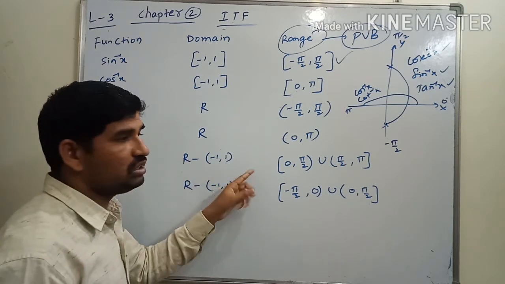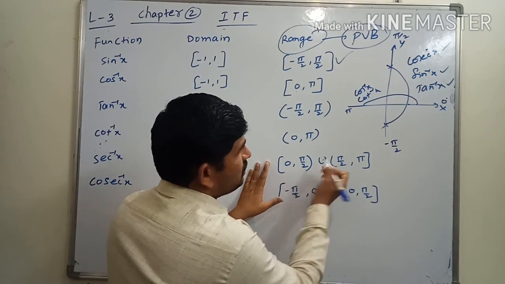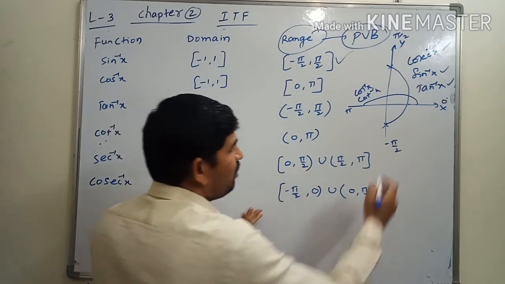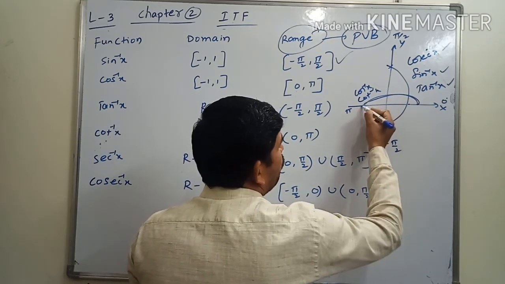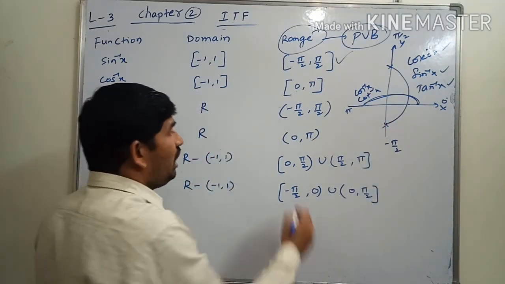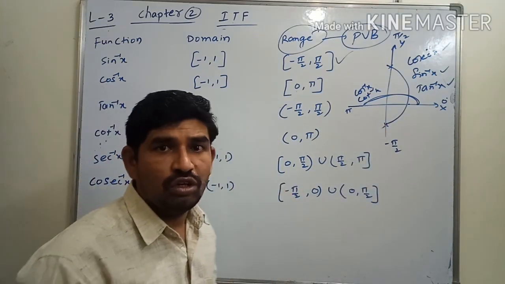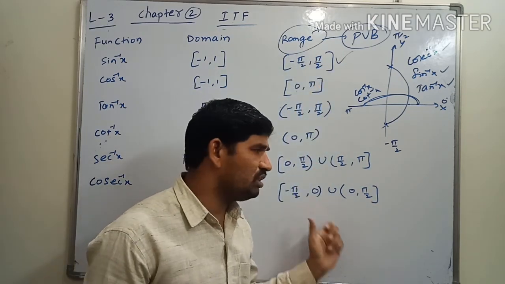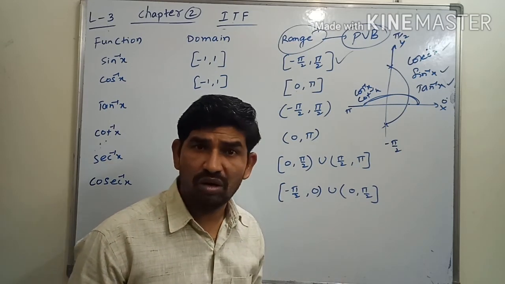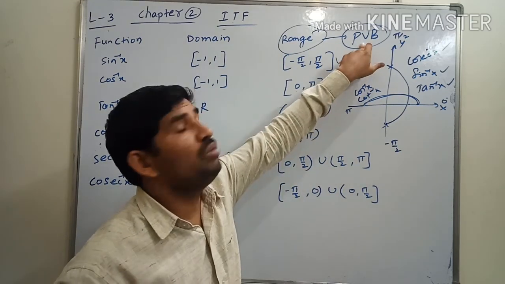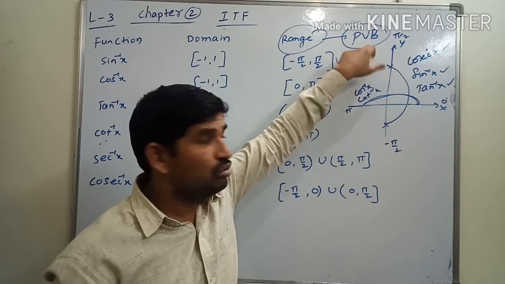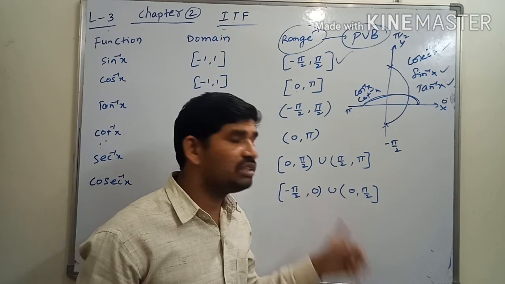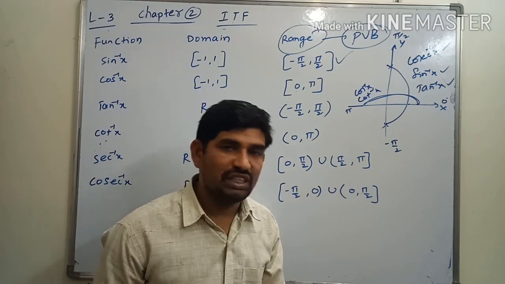Again, what about the secant inverse? At 90 degrees secant is not defined, so that's why we are taking the open interval, but it is again in between 0 to π only. This is the concept about the six inverse trigonometric functions. All of you remember these six, also known as the range of the six inverse trigonometric functions, and the PVB, the principal value branches. These are very important. In the next class we can continue the examples. Thank you.